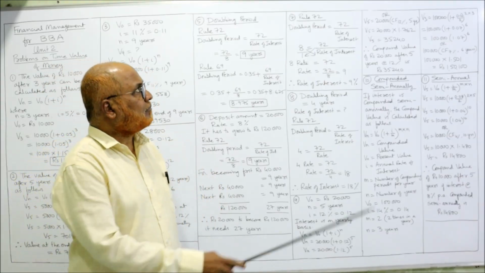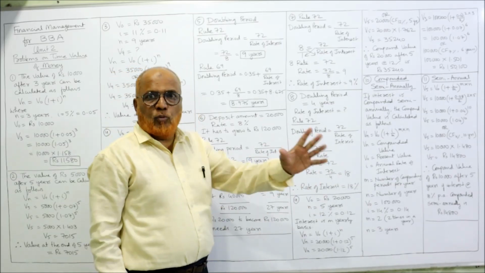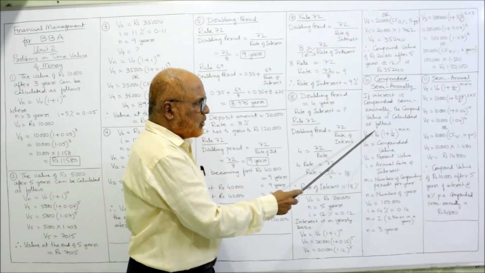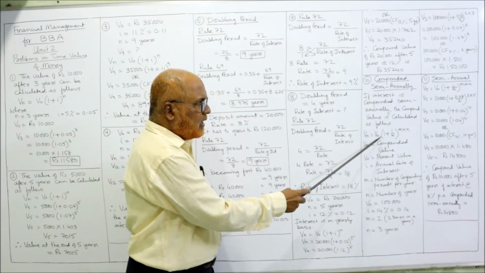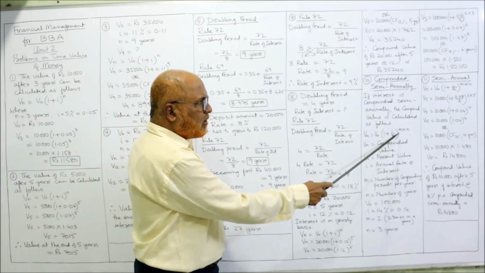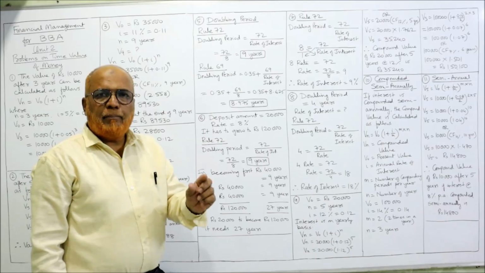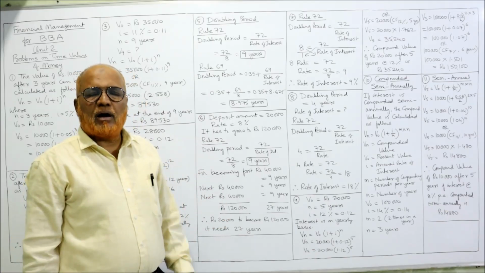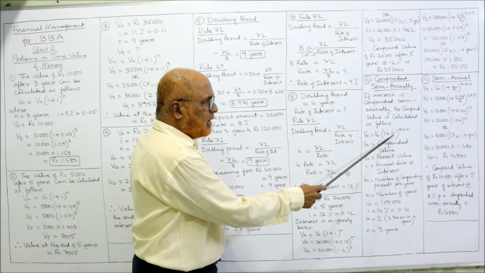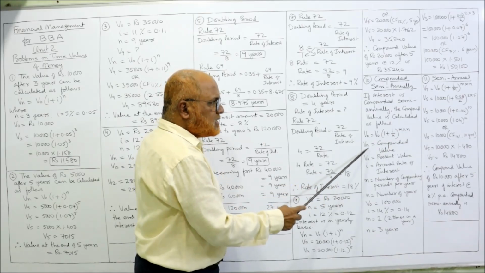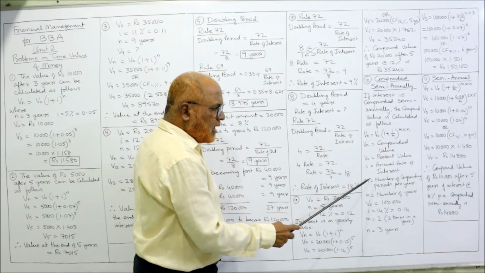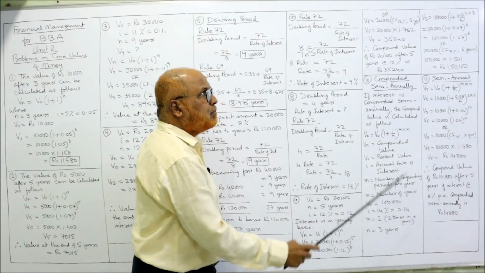We will change the formula. Compounded semi-annually, that is a new point. If interest is compounded semi-annually, the compound value is calculated as follows. Vn is equal to Vo into (1 plus I divided by m) to the power of m into n. M is not there when compounded annually. When compounded semi-annually, it is I divided by m to the power of m into n. So Vn stands for compounded value, Vo present value, I stands for annual rate of interest, m stands for number of compounding periods per year.